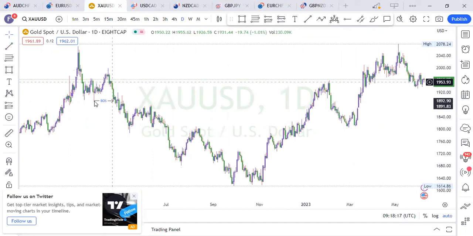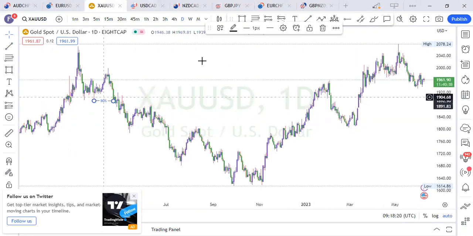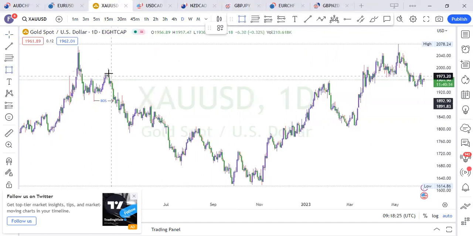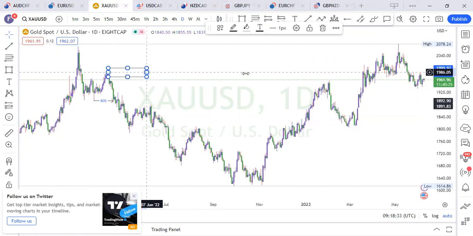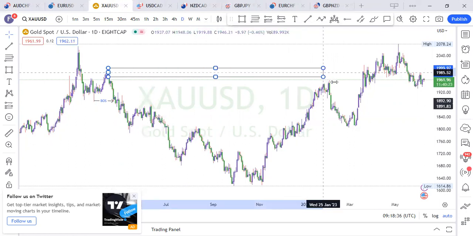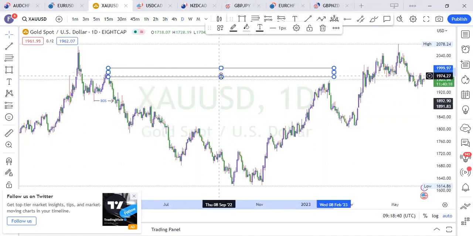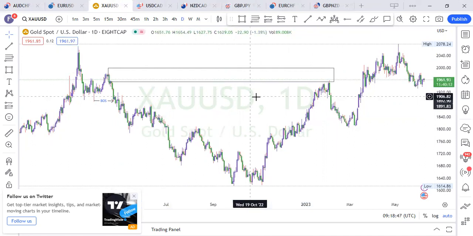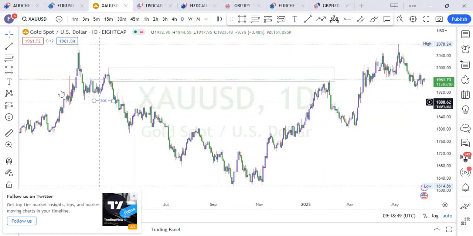Understand? There is our BOS to the downside. And then which area took out that level to the downside? We have this area. We now have that zone that took out this major low. And then what can you see?